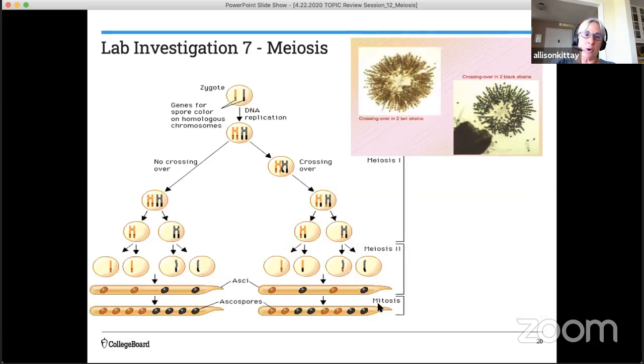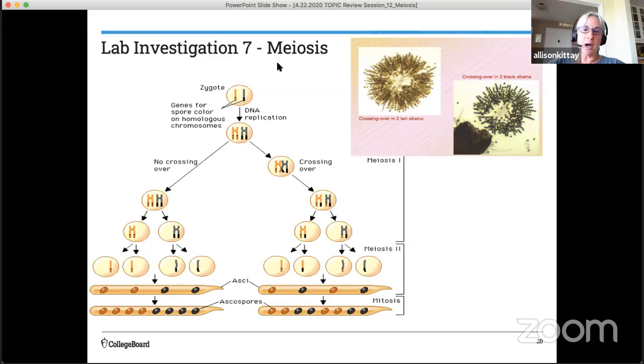So here's a little bit more about the process. You can see that we've got our zygote, and we've got the genes for the spore color on those homologous chromosomes. DNA replicates, and now we've got a duplicated copy of both that tan chromosome and the black chromosome.